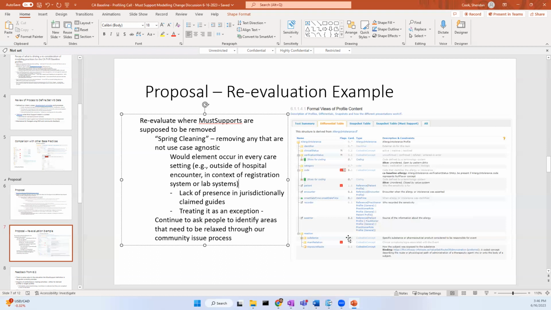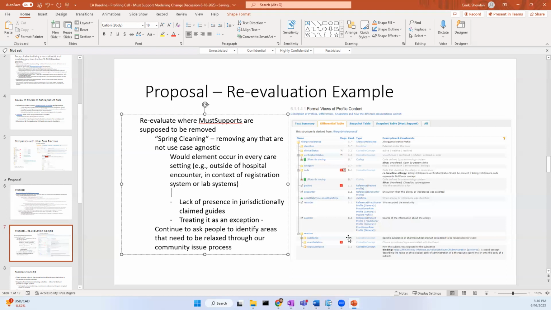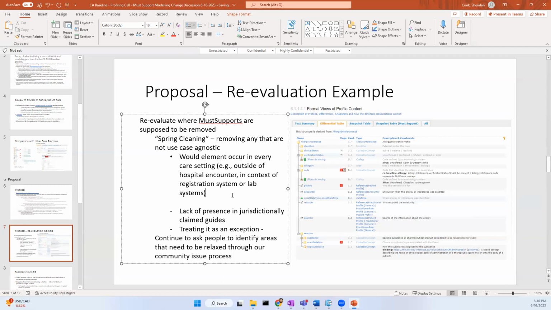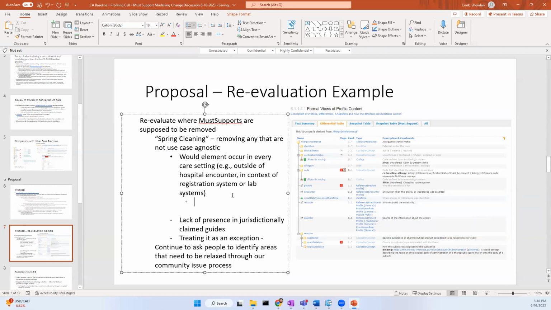Now, if we're writing a guide for managing an allergy registry or the care assessment of a patient or something else, then maybe there's a must support in a specific use case. But if we're talking about baseline, I think if it doesn't apply in one of our care settings, that's enough to say we don't make it must support.